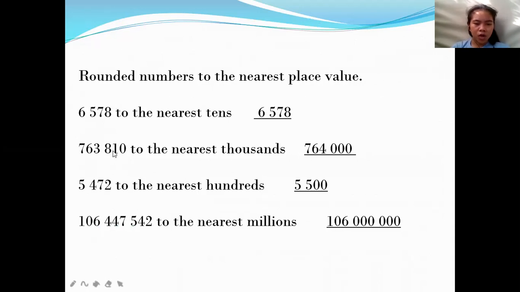763,810 to the nearest thousand. So what is in our thousands place? Ones, tens, hundreds, thousands. So the thousands place is 3, right? So what number is next to 3? It's 8, right? So are we going to add 1 or retain the number? Okay, we are going to add 1 since it is 8. So it will become 4. Then copy the numbers to its left and make 0 the numbers to its right. So 764,000.